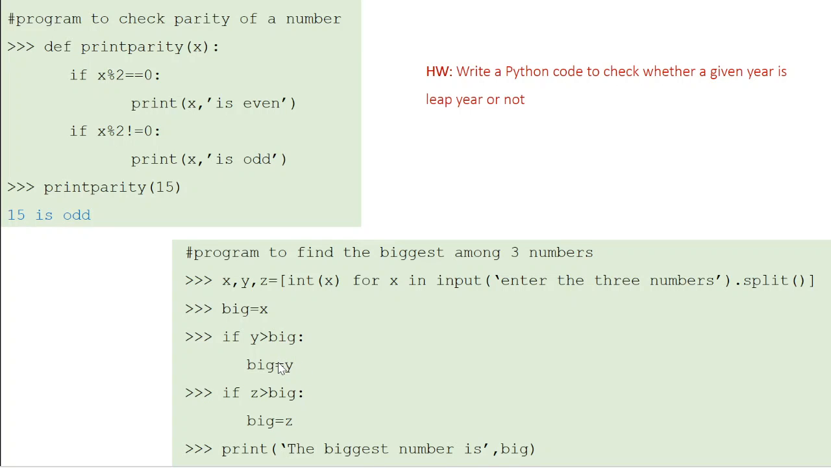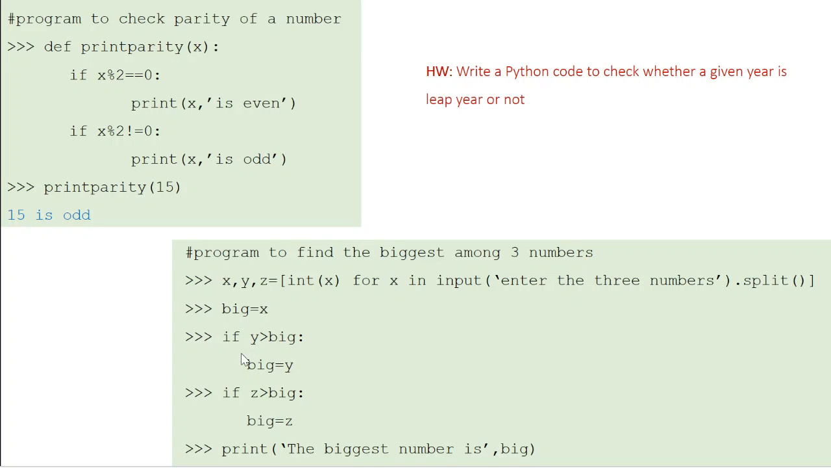So next question, what about z? Okay, so I'm going to put one more conditional check: if z greater than big. If this is true, then big is z. Z is the biggest number. If not, once again, the else is redundant. The biggest number is x, which is already there.